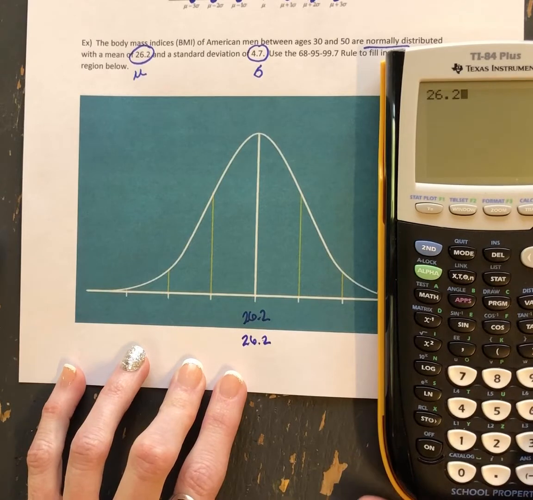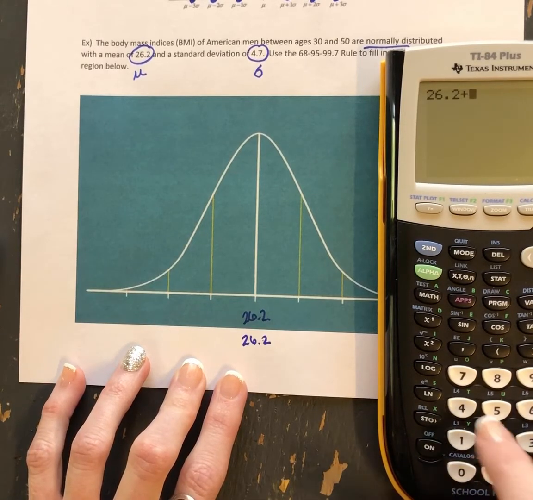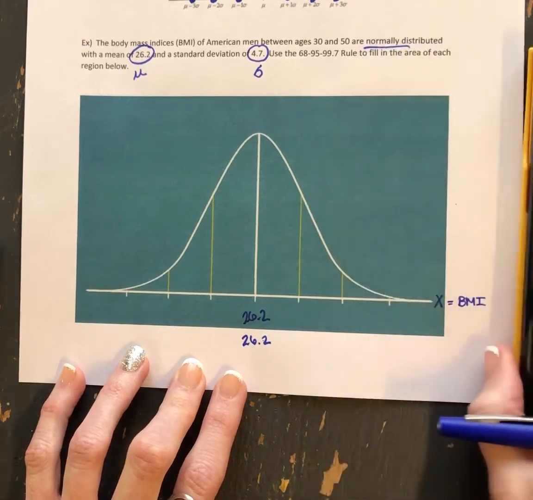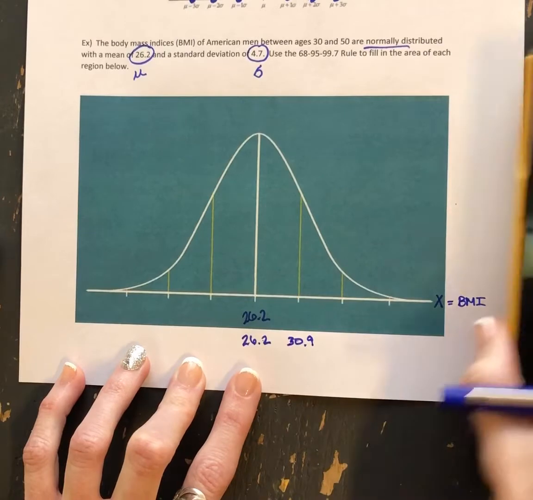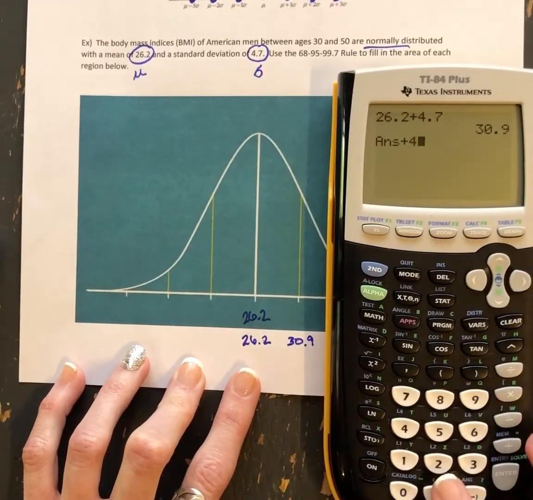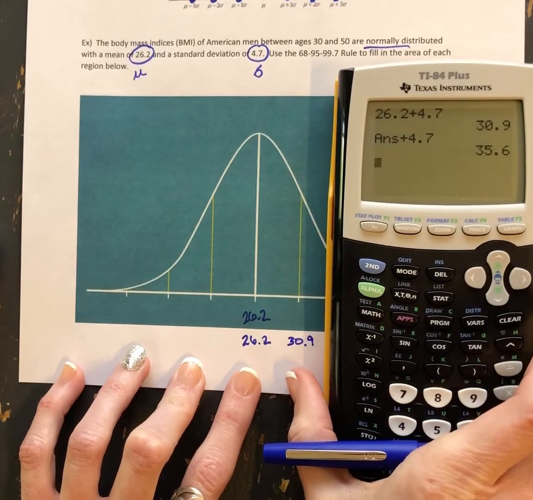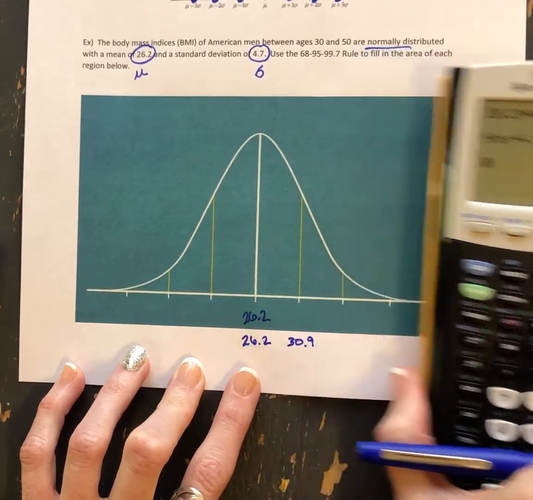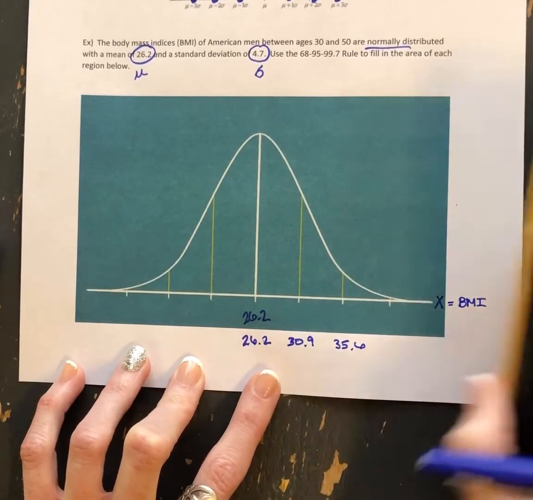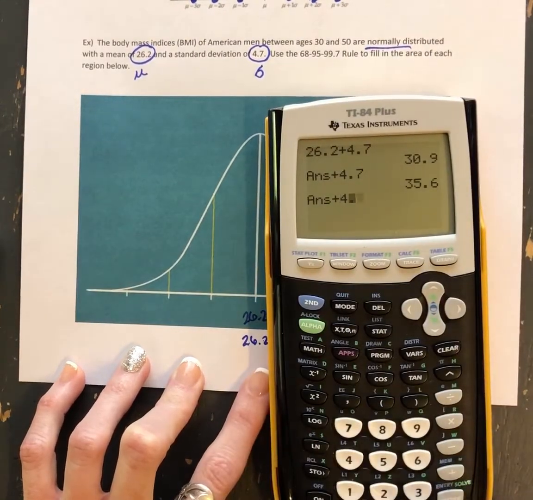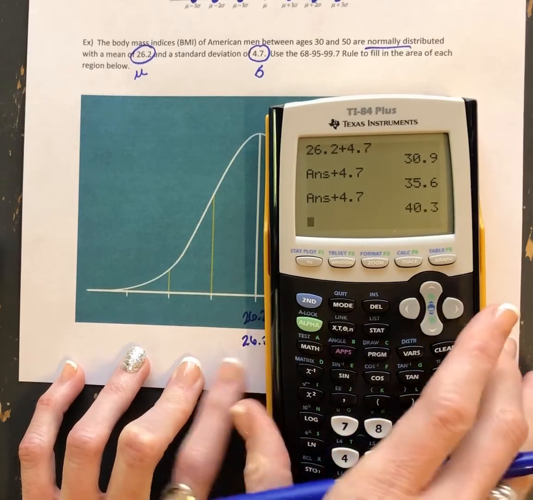From that mean, if we want to go up one standard deviation, we're adding 4.7. That gets us to 30.9. If we add another copy of that standard deviation, so we add another 4.7, that gets us to 35.6. And then one more gets us to 40.3.